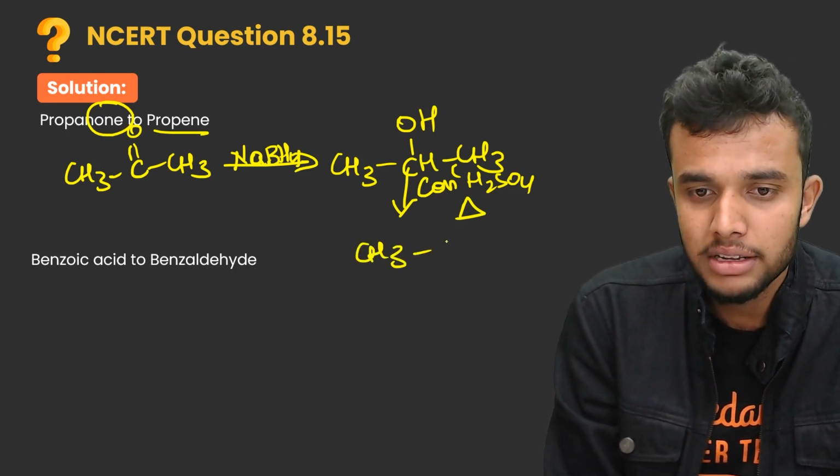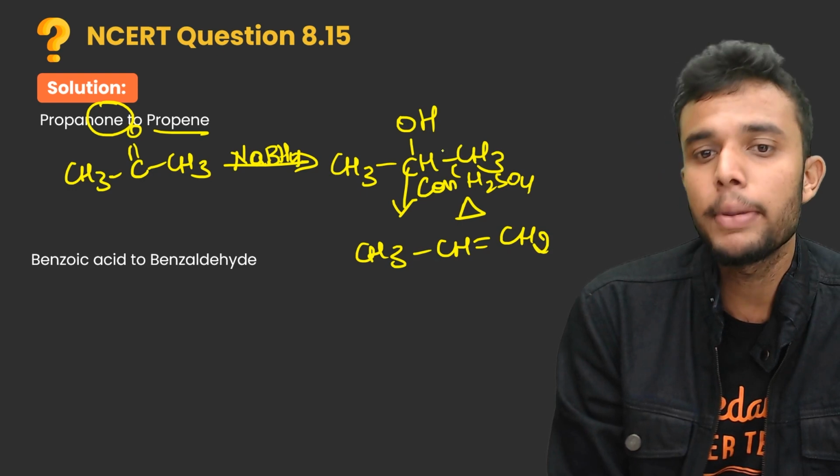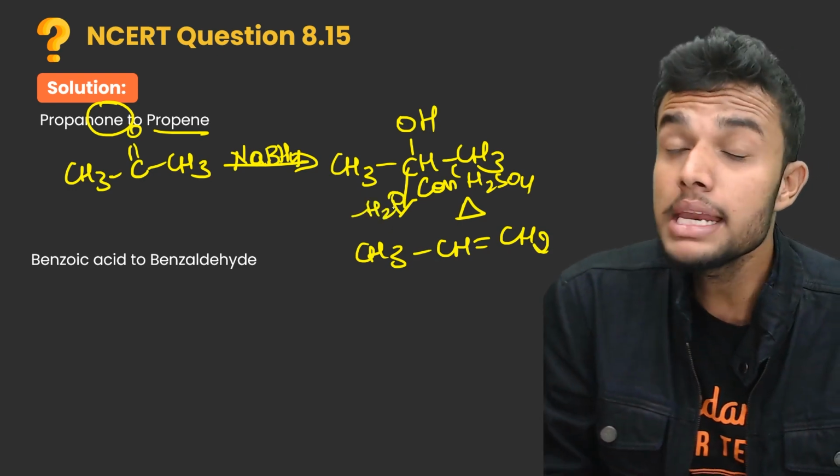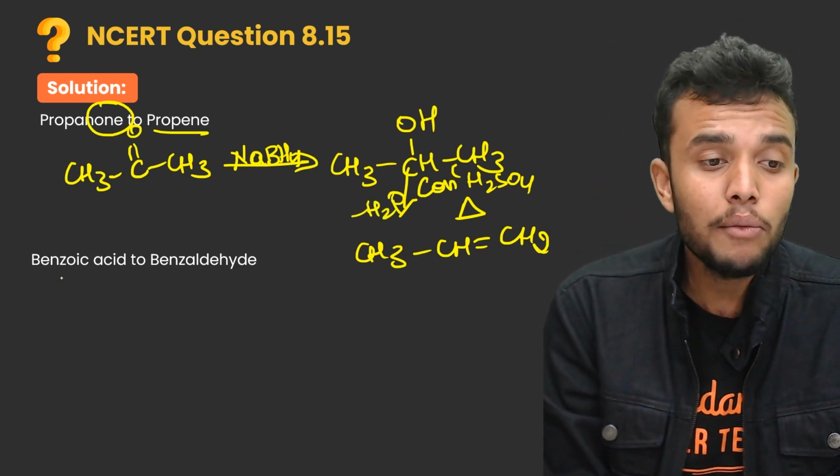What is the structure of propene? CH3 CH2. What happened here? H2O molecule gets eliminated. Okay, students, let's move on to the second one.